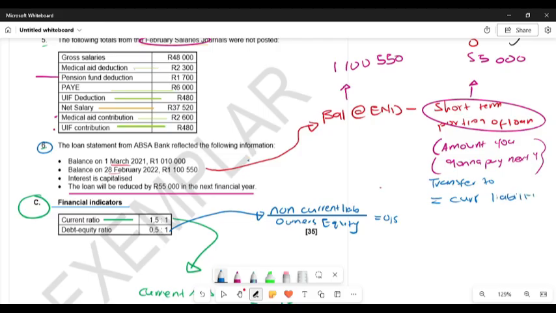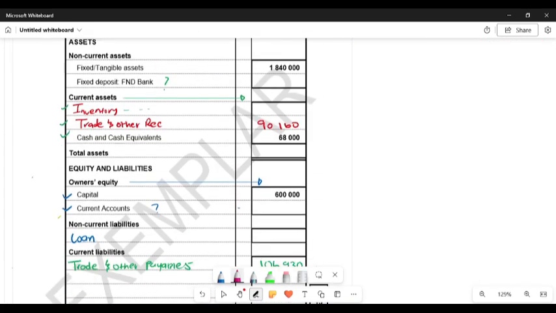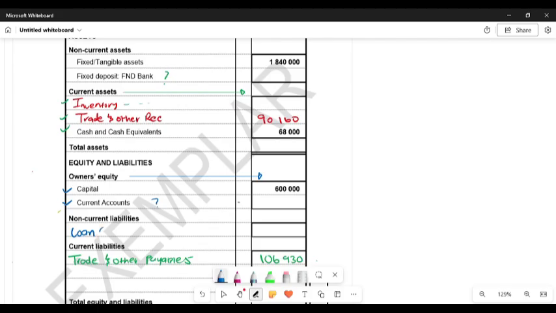Right. So, but let's start here. I have this minus that. So 1,100,550 minus 55,000. Let me just punch that into my calculator. So let me write here my loan. We're gonna get 1,045,550. All right. And this would be your non-current liabilities balance as well.